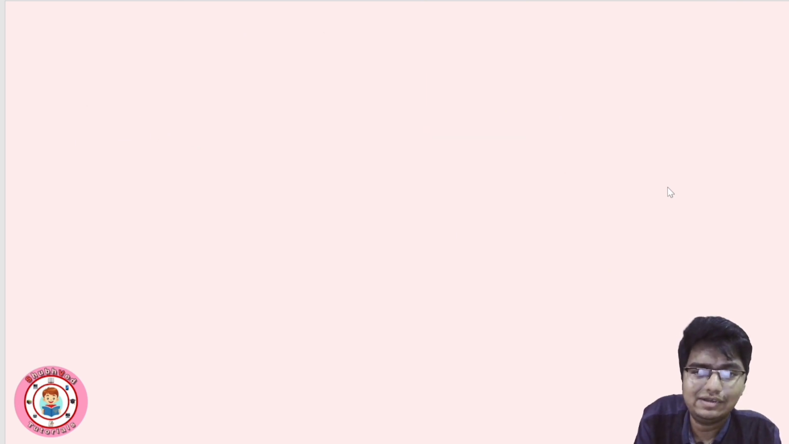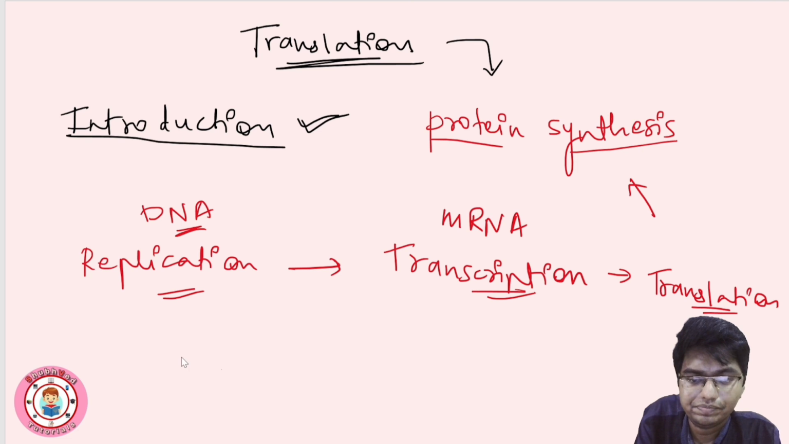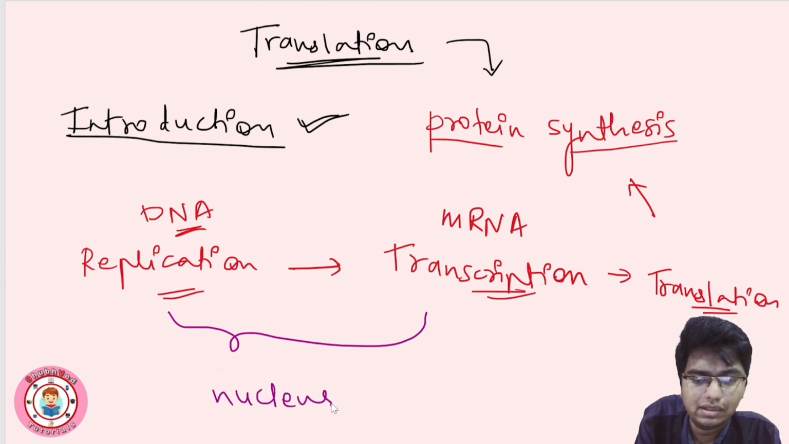First of all, let's summarize. What is mRNA? This is a mature mRNA. Before this, replication and transcription take place in the nucleus. After mRNA synthesis, after transcription, it comes into the cytosol, or we can say cytoplasm.